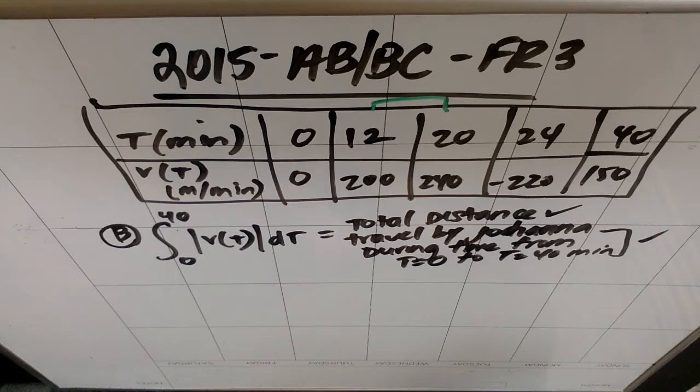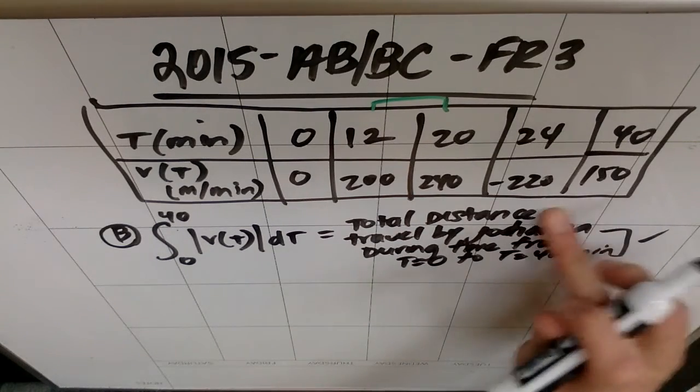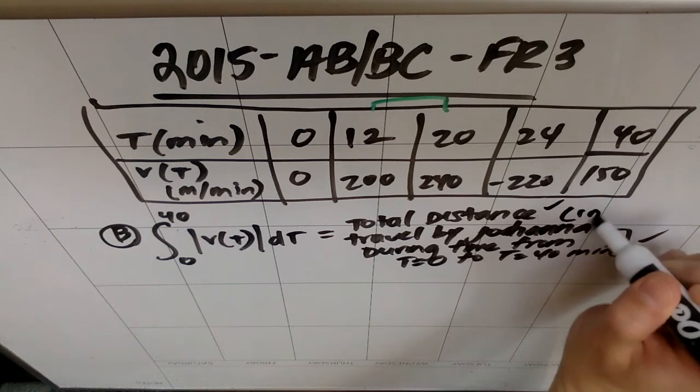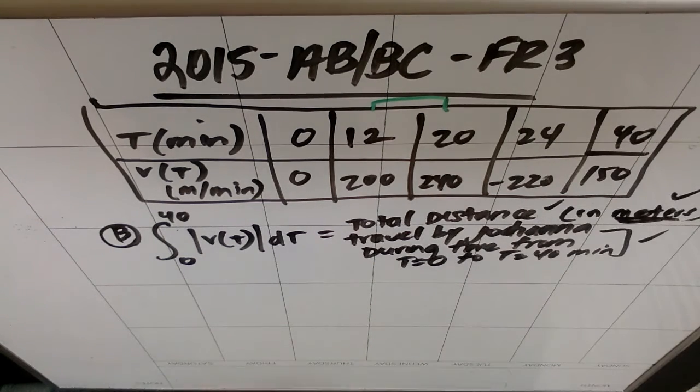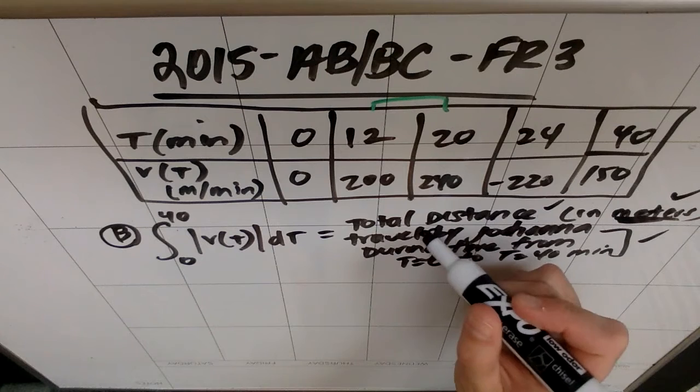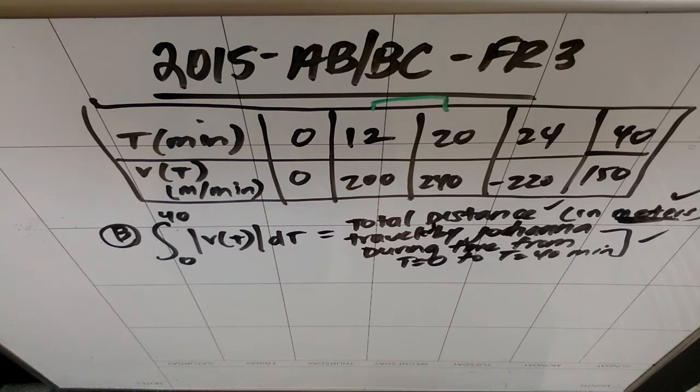All right, second part, so that's the first thing. Explain the meaning, total distance. Sorry, I missed one important thing. In meters, because they said using correct units. So total distance in meters. That's the third thing you're going to have to mention. So total distance in meters traveled by Joanna or Johanna or whatever her name is.